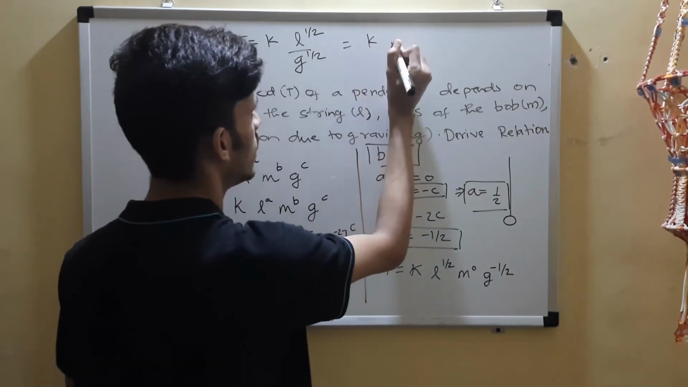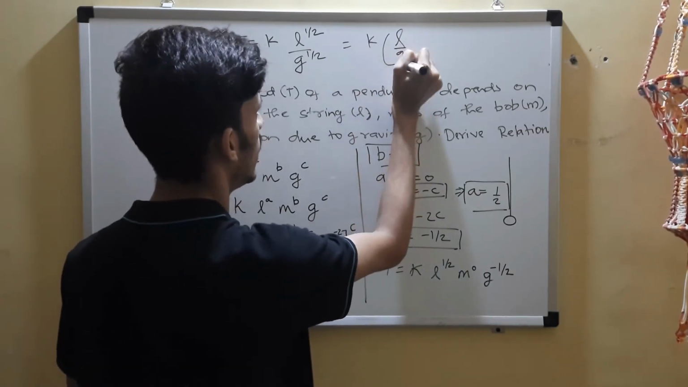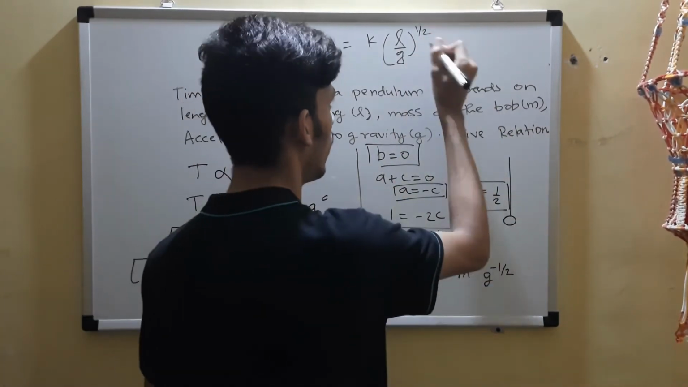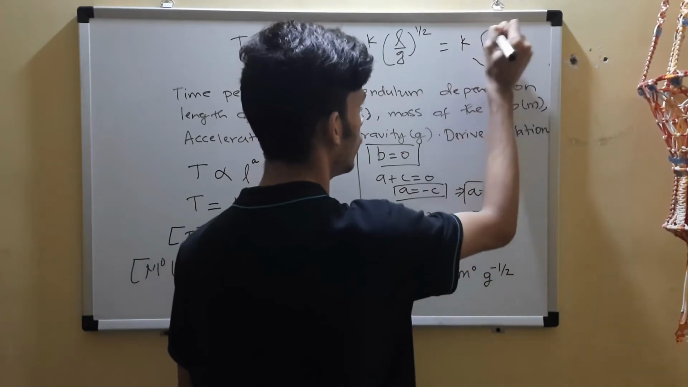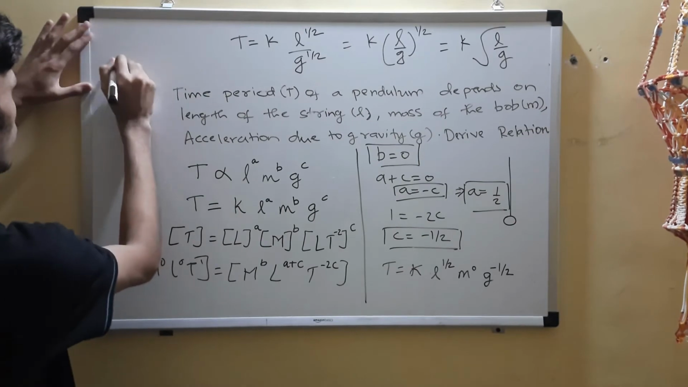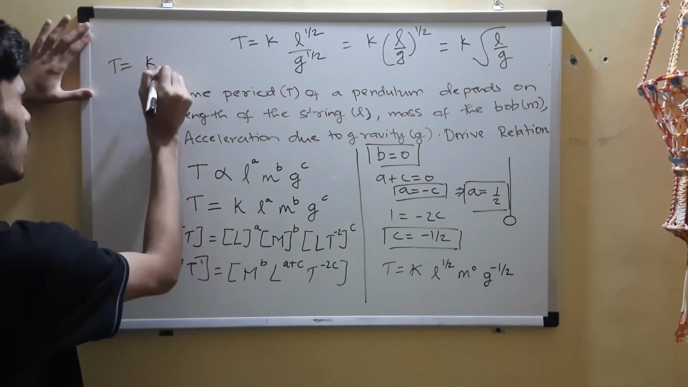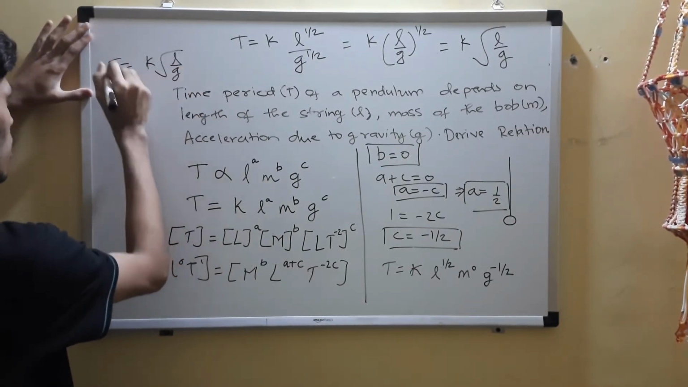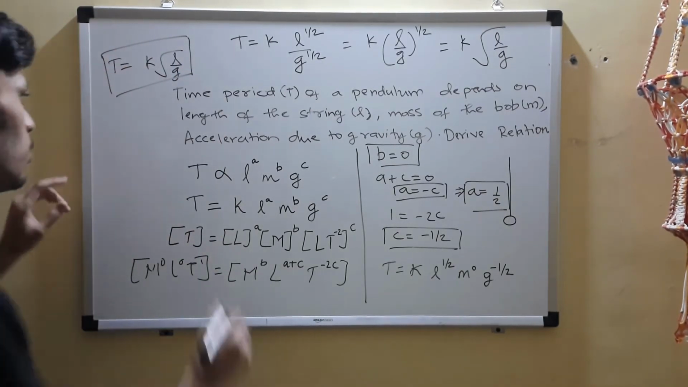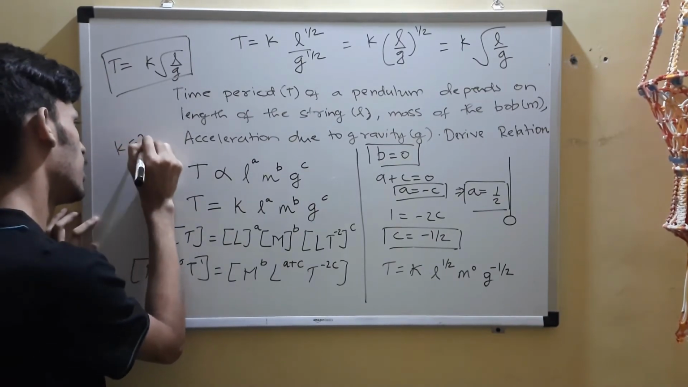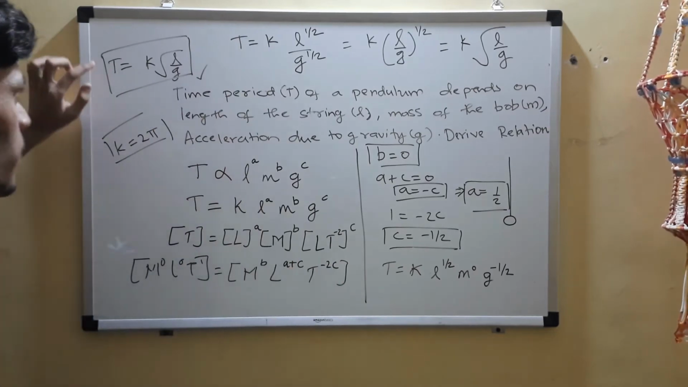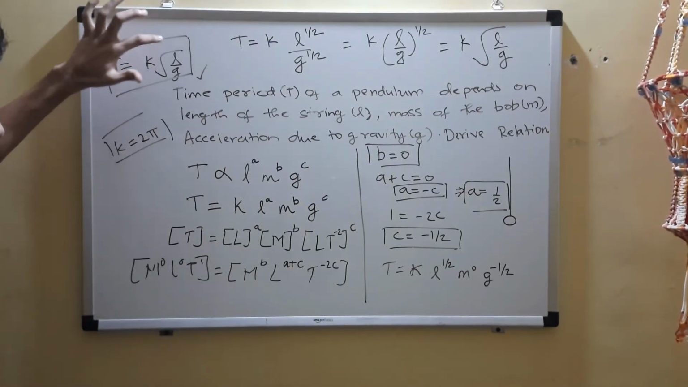Okay, but what does raised to half mean? We can also write it this way, L by G, both raised to half. Recollect, it means root. So you got the formula. Finally what we get is T is equal to K under root L by G. You cannot determine that K through dimensional analysis. Through experiments, it was found that K is 2 pi. You have to end your answer over here. So T is equal to K under root L by G.